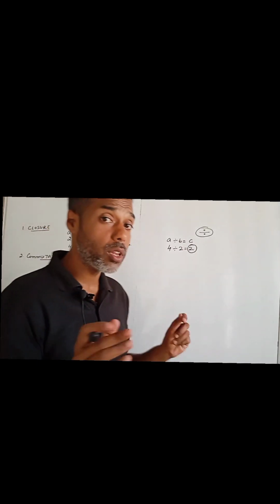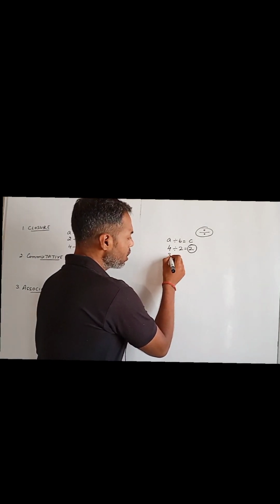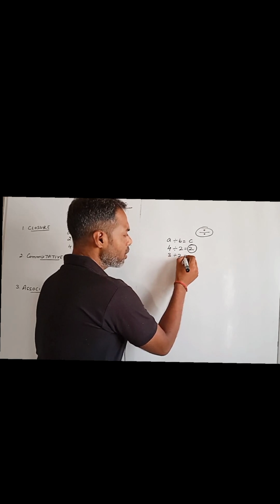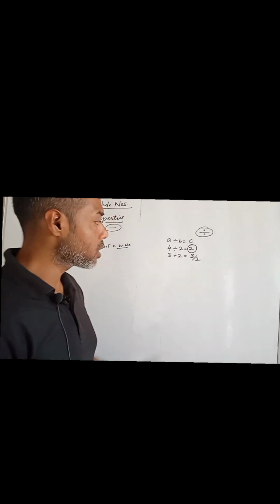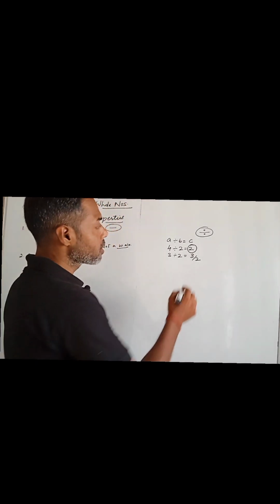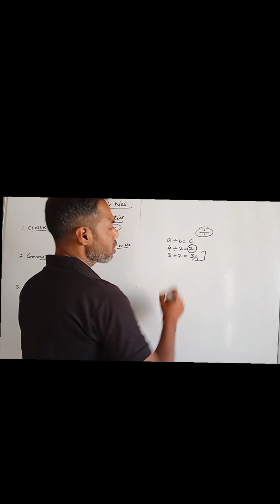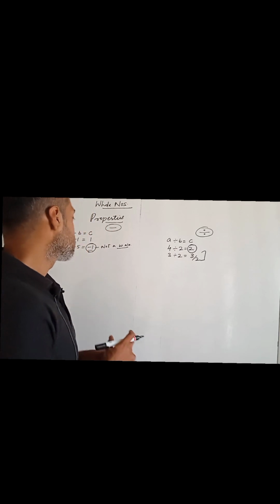But we have to check all the cases. Here, when we are doing something else like 3 divided by 2, we are not getting a whole number. 3 upon 2 is a fractional number. So we can say that the closure property is not satisfied while doing the division of whole numbers.